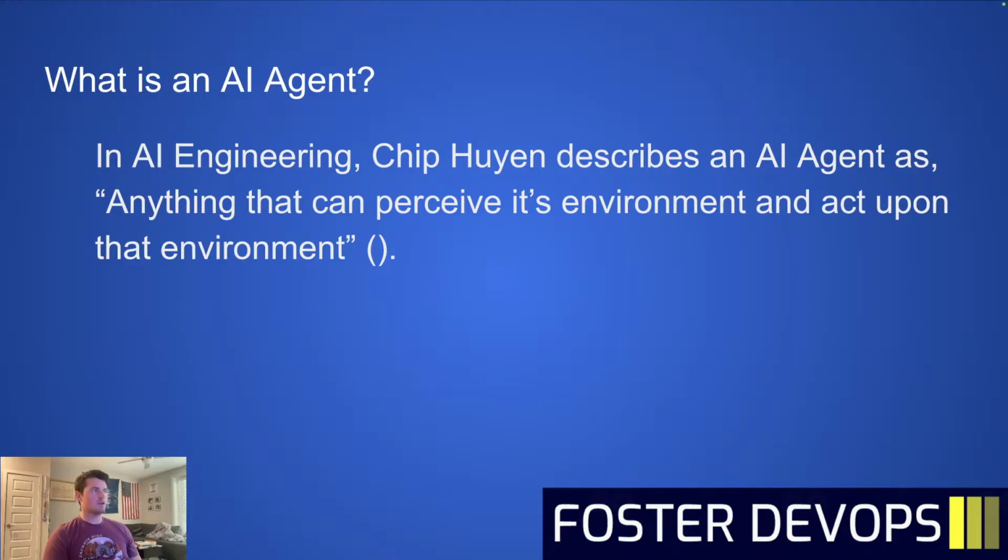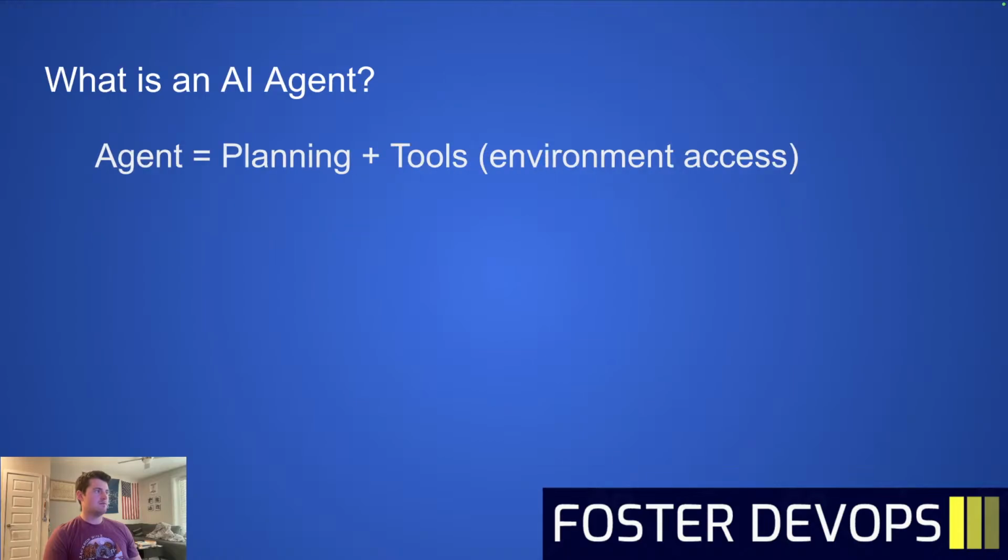So what is an AI agent, right? We've talked about this last time, but in AI Engineering, Chip Huyen describes an AI agent as anything that can perceive its environment and act upon that environment. Really it boils down to a planning model that can plan out what the agent will do and the access to the environment, which are considered tools. That together creates an agent, an autonomous agent.